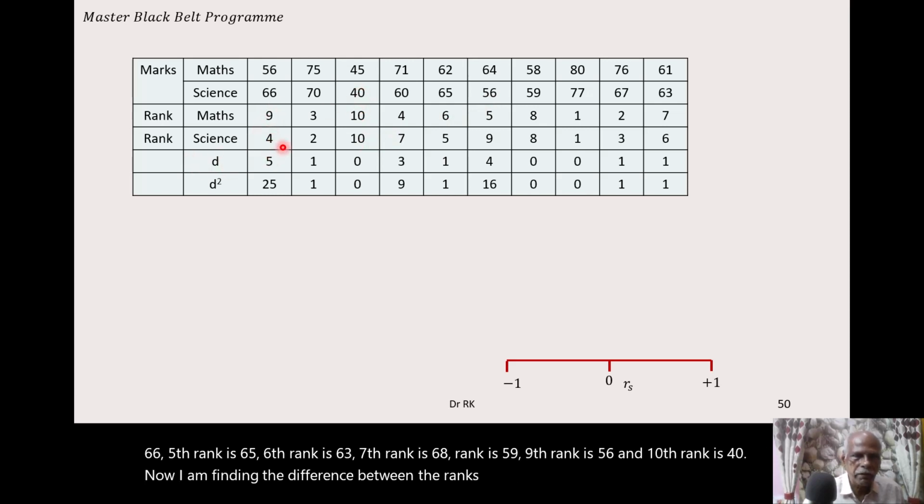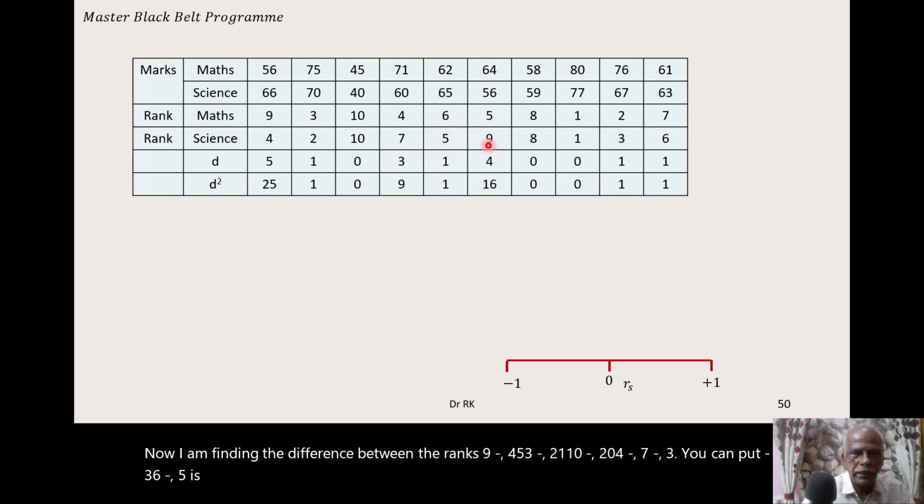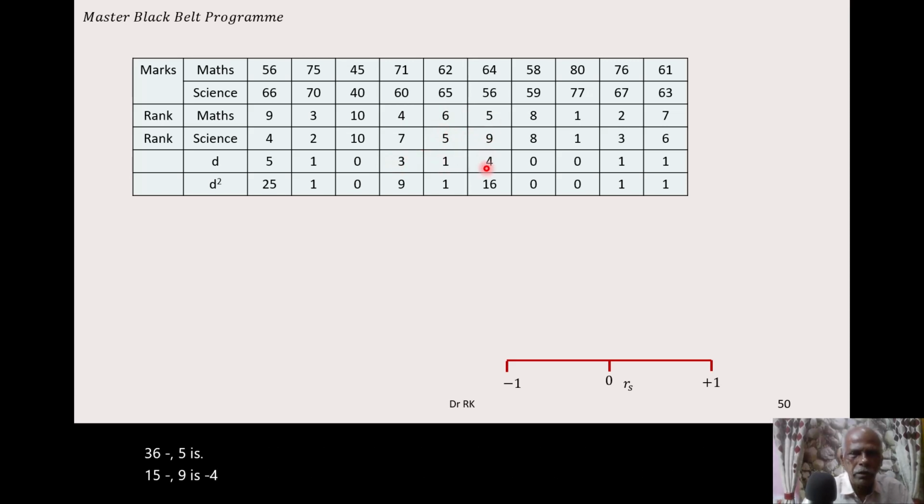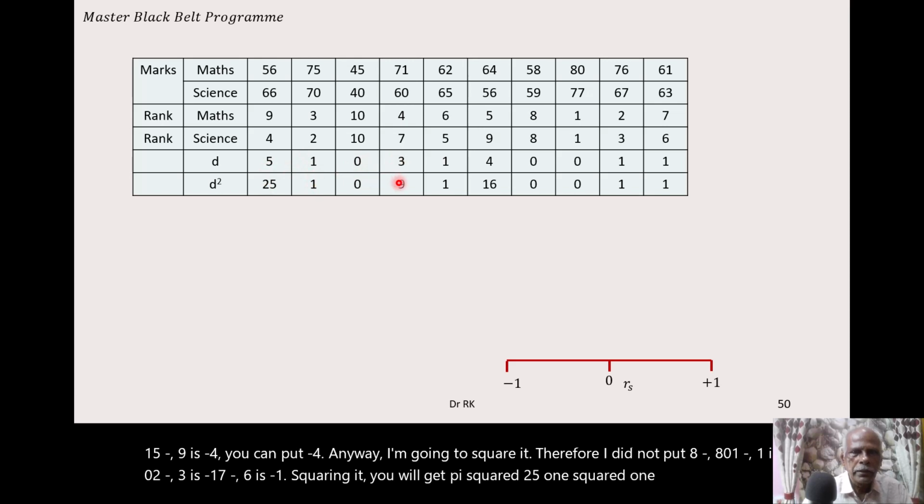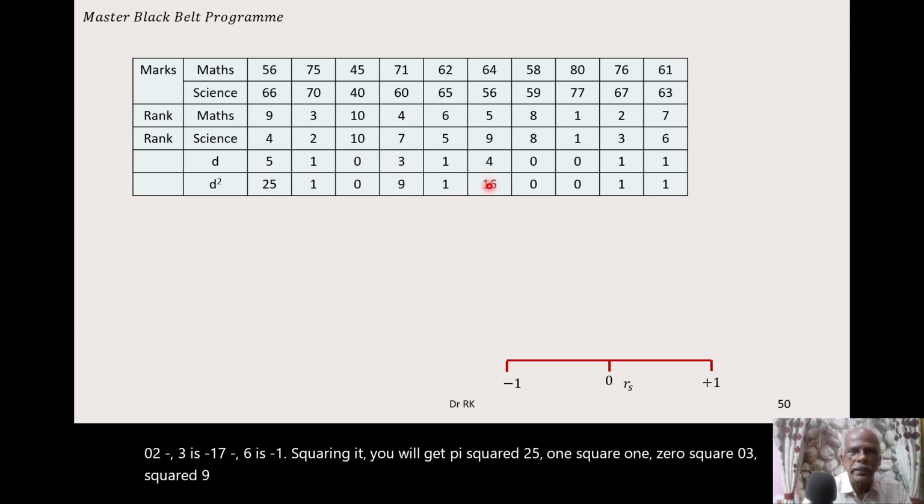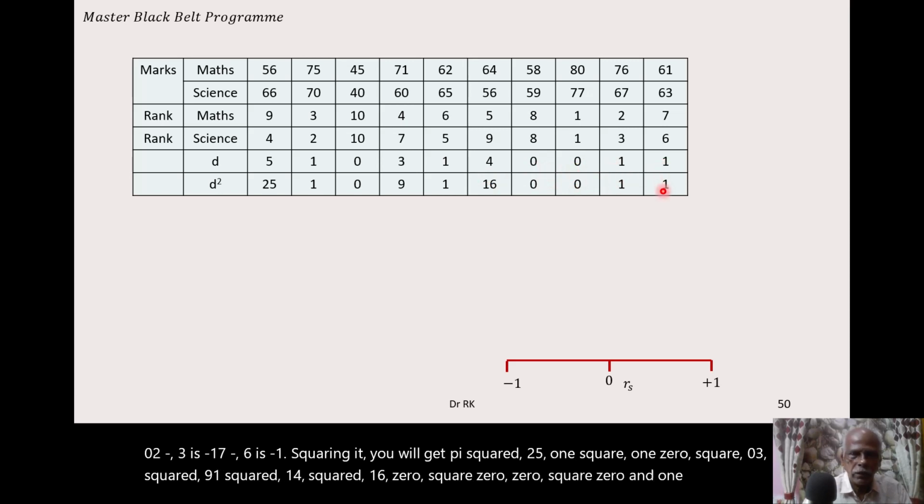9 minus 4 is 5, 3 minus 2 is 1, 10 minus 2 is 0, 4 minus 7 is minus 3, you can put minus 3, 6 minus 5 is 1, 5 minus 9 is minus 4, you can put minus 4. Anyway, I am going to square it, therefore I did not put the sign. 8 minus 8 is 0, 1 minus 1 is 0, 2 minus 3 is minus 1, 7 minus 6 is minus 1. Squaring it, you get 5 squared 25, 1 squared 1, 0 squared 0, 3 squared 9, 1 squared 1, 4 squared 16, 0 squared 0, 0 squared 0, and 1 squared 1, 1 squared 1.